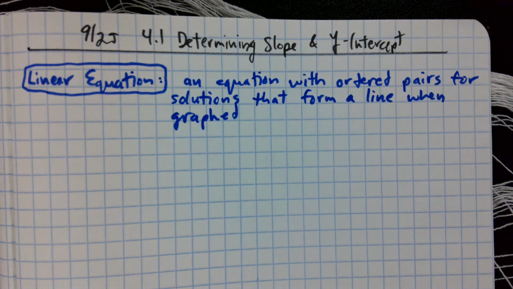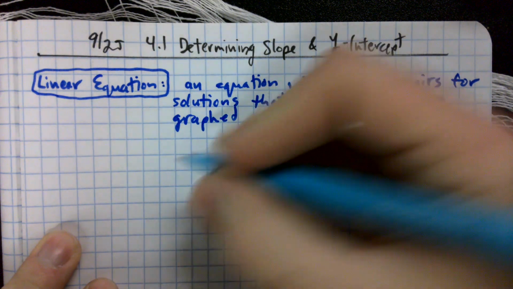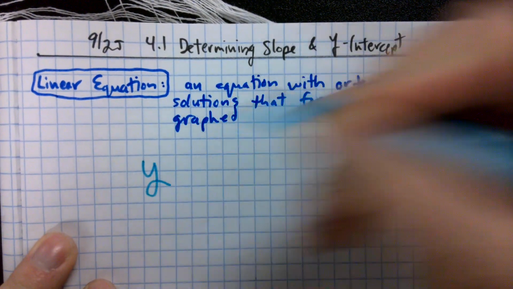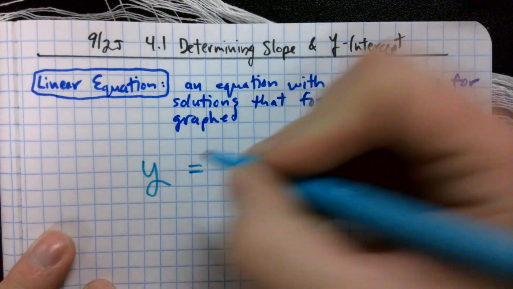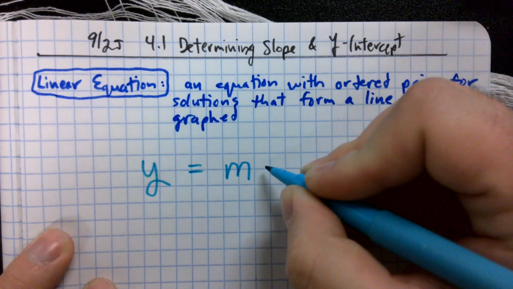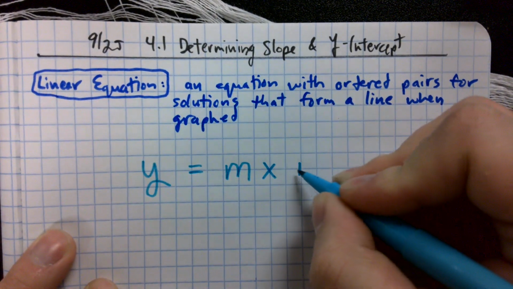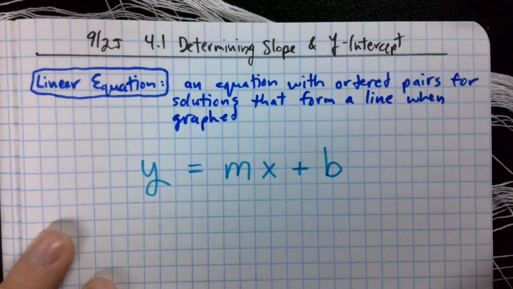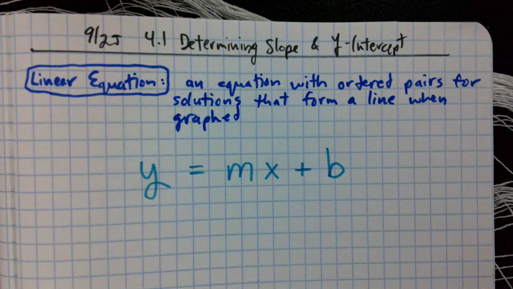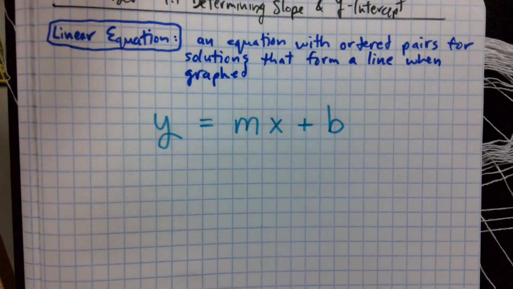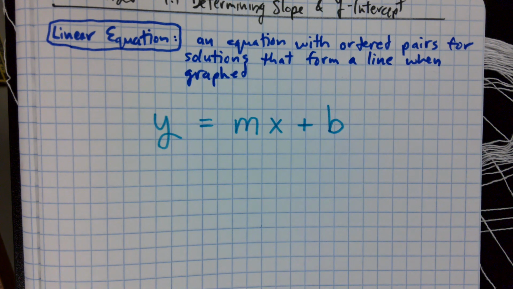So linear equations are going to be written in this format. This is going to be nice and big here. Y is equal to mx plus b. Now this is a really difficult equation for us to memorize at first because it's just straight up all letters, 4 different letters.